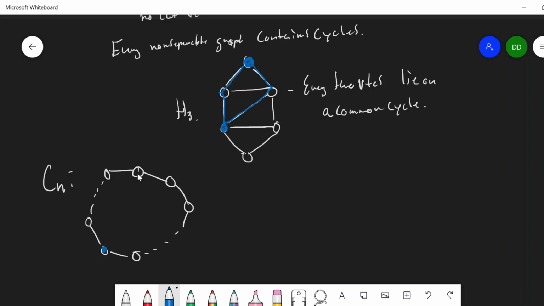And if you pick any two vertices, clearly they lie on a common cycle, right? They lie on the cycle itself. And so it's true there. So this is an example of a non-separable family of graphs. Each graph in the family is non-separable, is what I mean by that. Other non-separable graphs are, say, complete graphs. That family of graphs is non-separable for k greater than or equal to 2. Any non-trivial complete graph is non-separable.